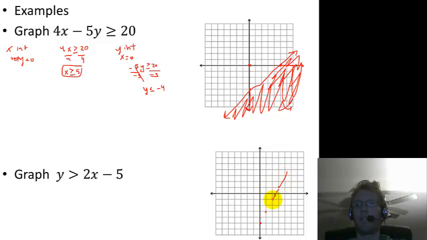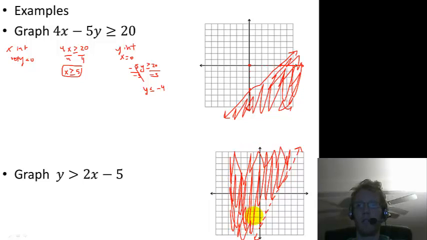But I want to put in a dotted line because this is greater than but not equal to. And then y is larger than, which means I'm shading vertically above the line. So I'm shading this region up here above the line.